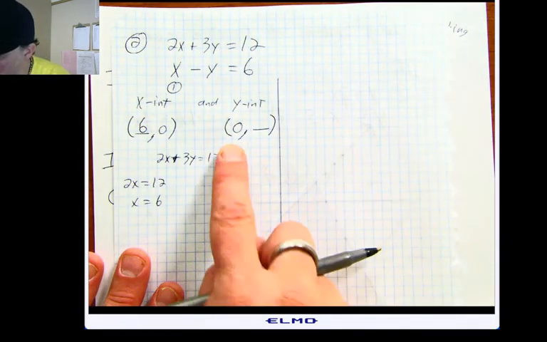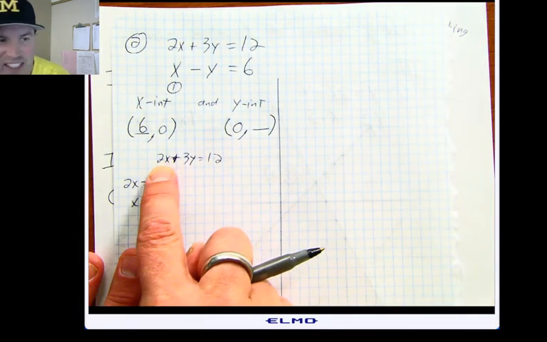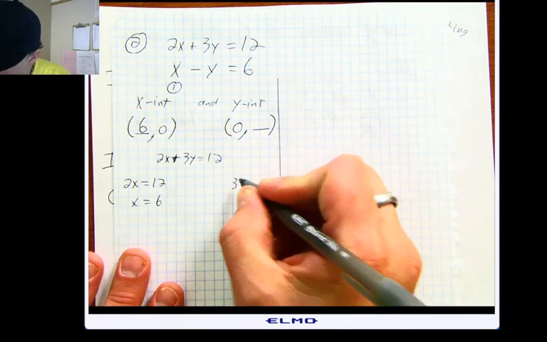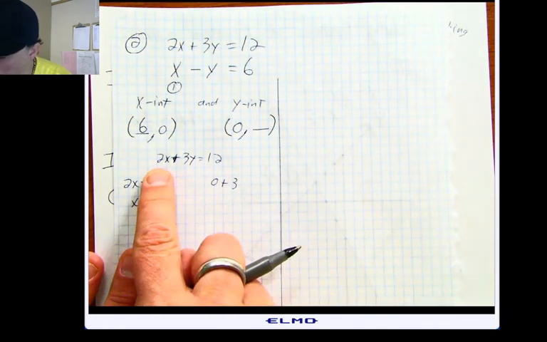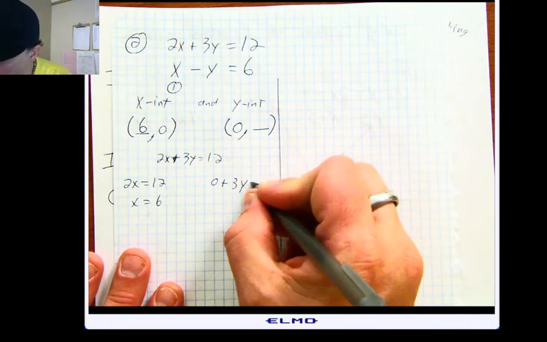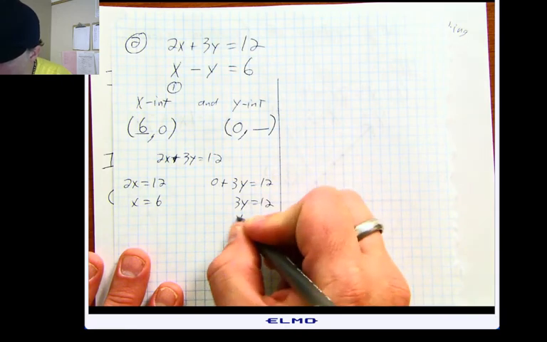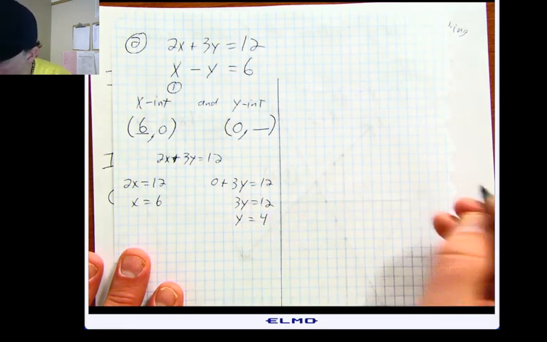The y-intercept, the exact opposite. You plug in 0 for the x, which means the x will essentially go away. 0 plus 3y equals 12. 3y equals 12. Divide both sides by 3. Y ends up being 4.